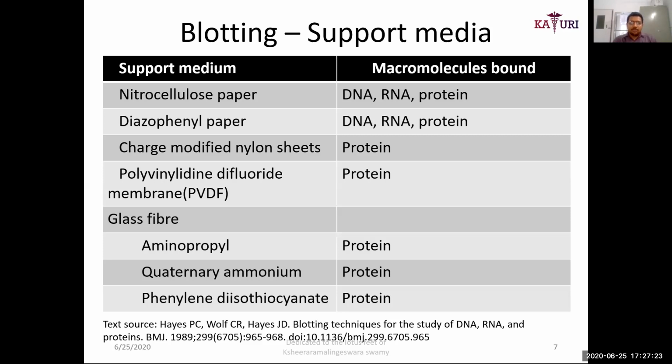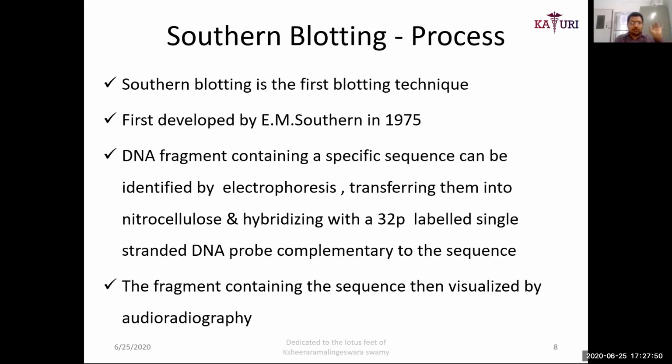Apart from that, we can use nylon sheets, and you can use polyvinyl difluoride membrane, which I have told you, and glass fiber also. You can use different techniques and different materials depending on the biomolecule which you are trying to find out. So these are different molecules with different support media which you can use on the blotting paper. Coming to the Southern blotting proper.